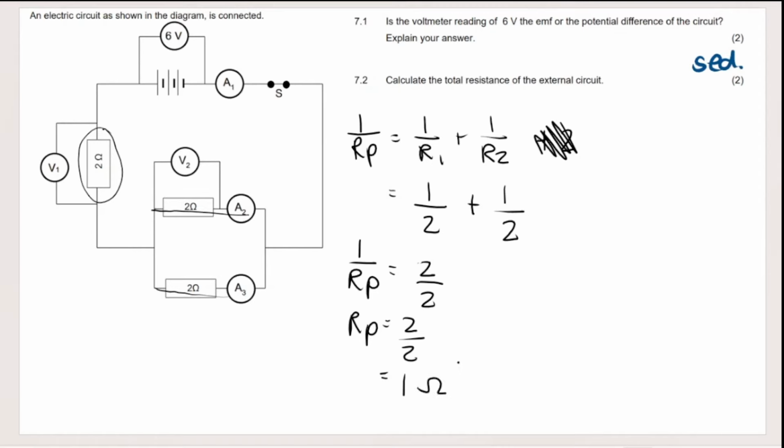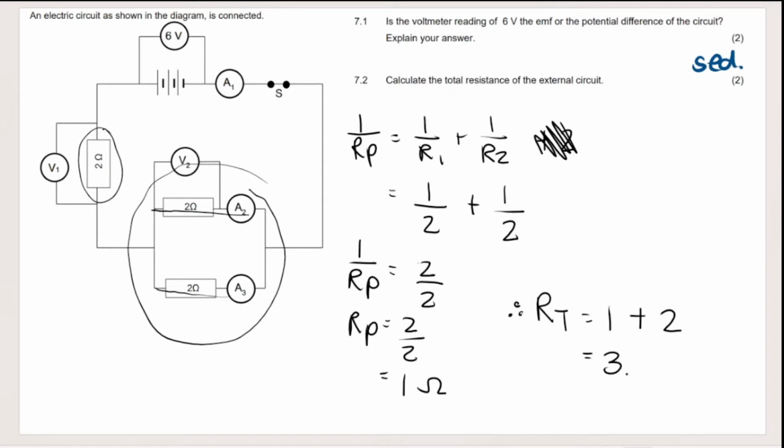That's your parallel resistance. So therefore, you guys know I do therefore like that. Your total resistance is your parallel resistance, which is 1 ohm, plus your resistance in series, which is 2 ohms. So this has a resistance of 1 ohm plus that 2 ohm over there. So my total resistance is 3 ohms. You need to put your unit or I'm not going to give you your mark.